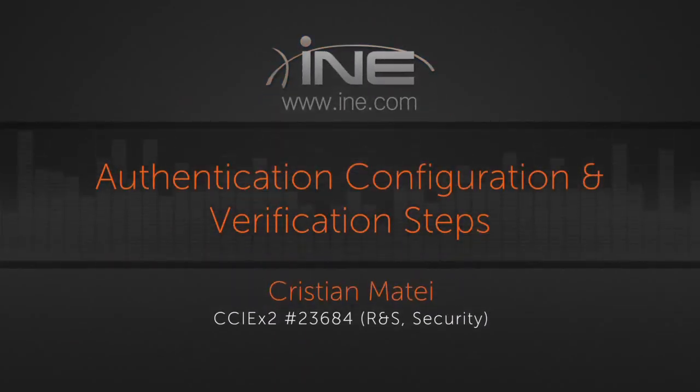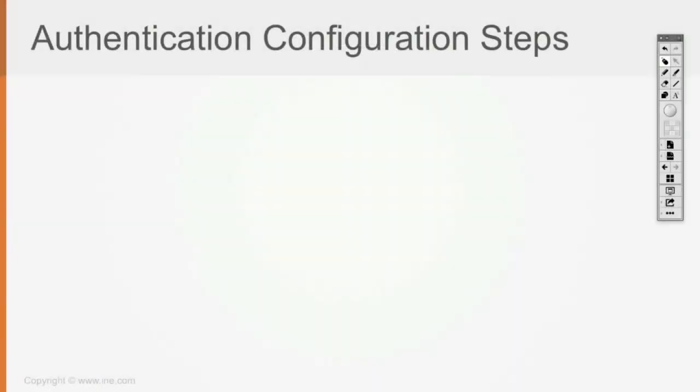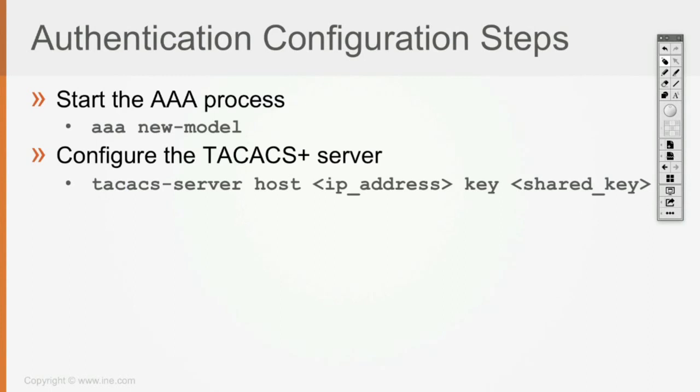So before we go to that use case, let's speak about the steps. The authentication configuration steps: the first step is in AAA, you cannot configure any kind of AAA commands before you enable or start the AAA process on the IOS. That's going to be done via the aaa new-model command.